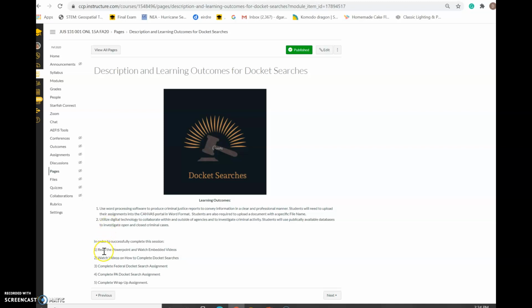And then you're going to read the PowerPoint and watch the embedded videos within the PowerPoint. You're going to watch the videos on how to complete docket searches, because that'll give you a walkthrough of how to do this. Assignments: complete the federal docket search assignment, complete the PA docket search assignment, and then complete the wrap-up assignment. So you're going to have a couple things due for me in the first week of class, but it's a good way to get moving.